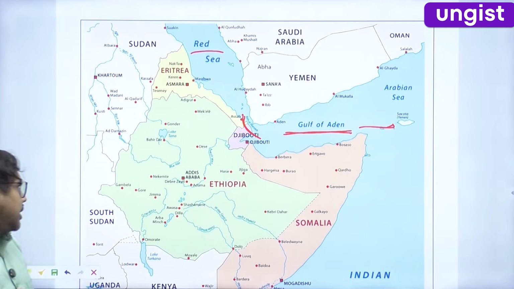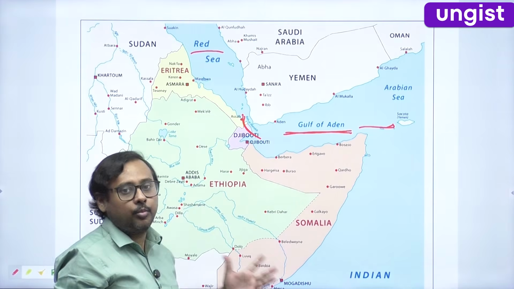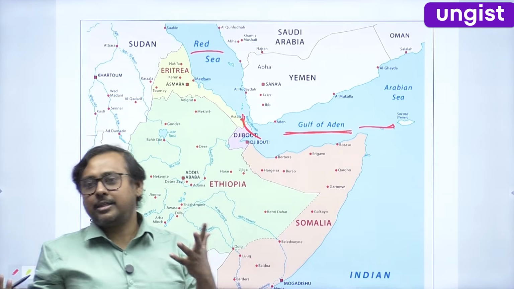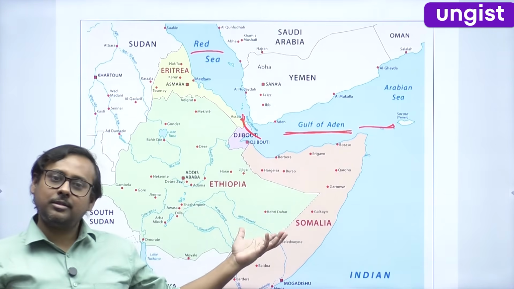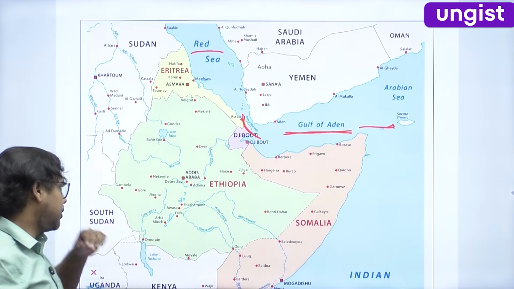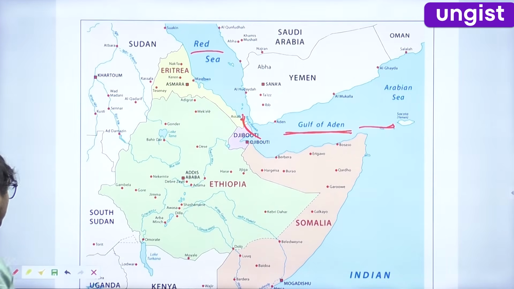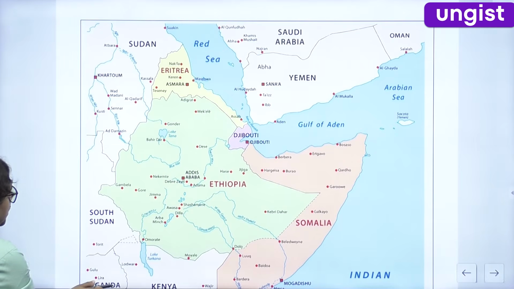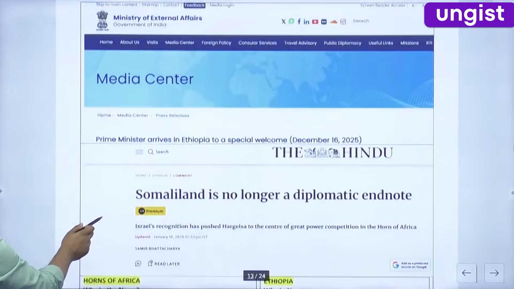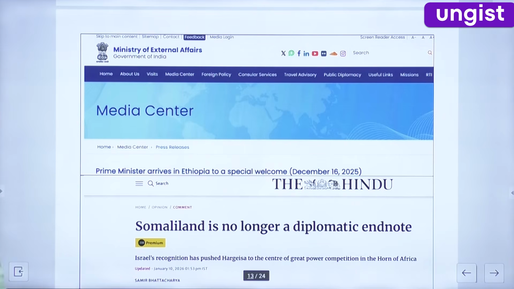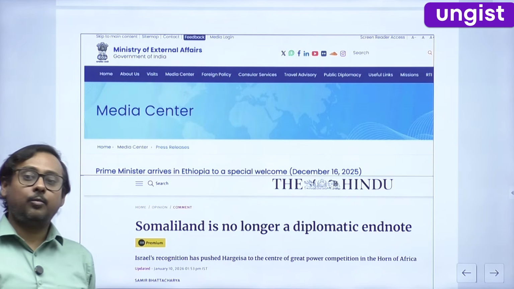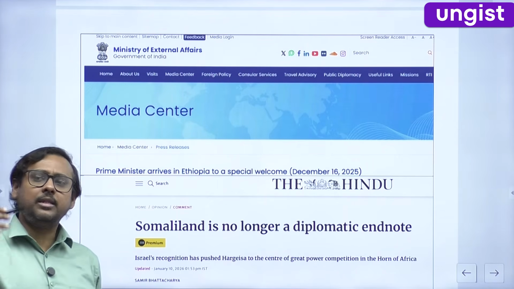So this is one of the most important, I would suggest we can say one of the second most important choke points, in the present scenario, after the most important choke point, Hormuz, right? Your Strait of Hormuz. Okay. Now why is it important? Why do I have this feeling? Because it has been in the news.